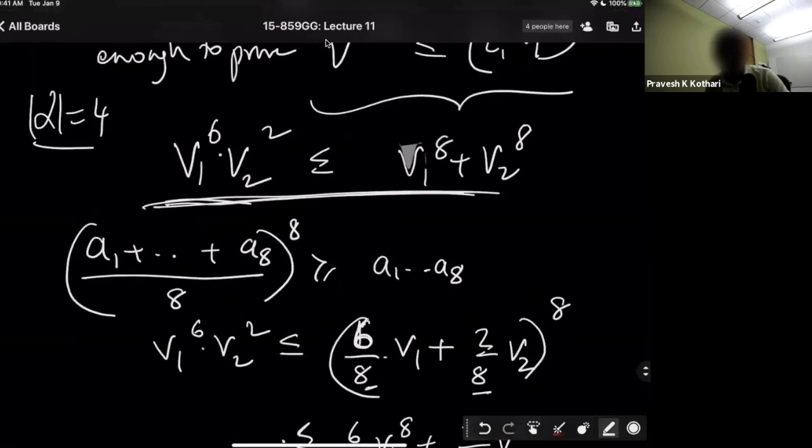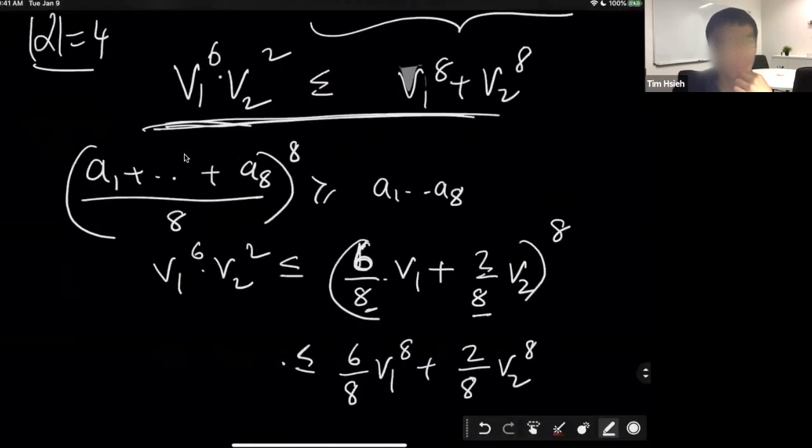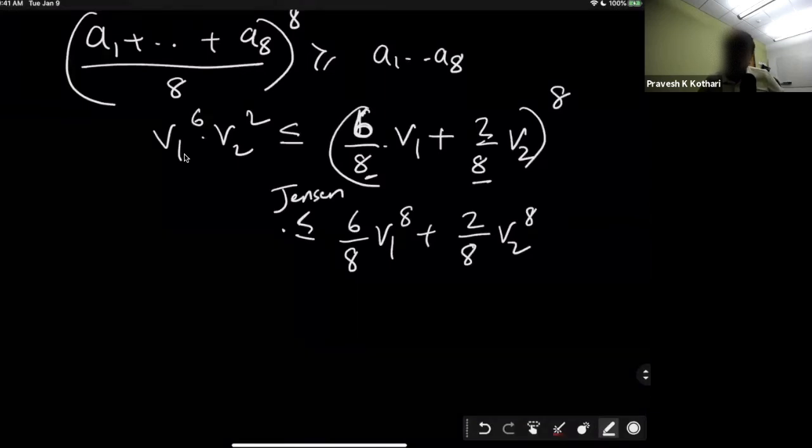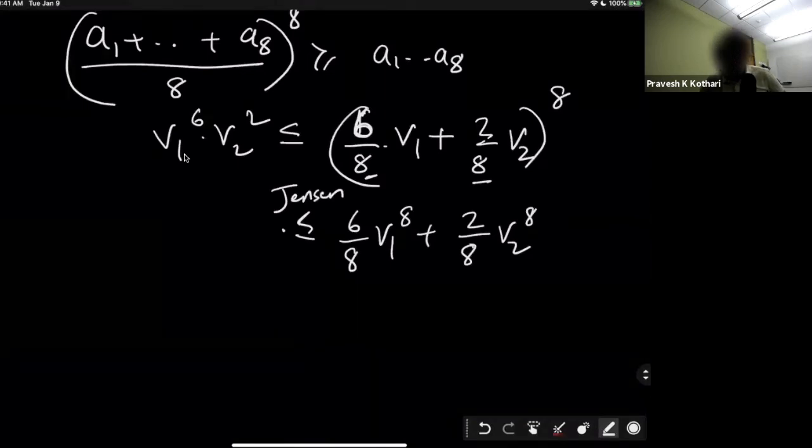Wait, is there a suggestion on the chat? Oh, I was saying this is just Jensen. Is it Jensen? That would save me. Yeah, this is Jensen. Whoa, Tim, my friend, you've done it. So this is Jensen, indeed, because I have a convex combination raised to some power, and I use the convexity of the 8th power function to conclude that this is at most this. Okay, good. So not so bad after all.